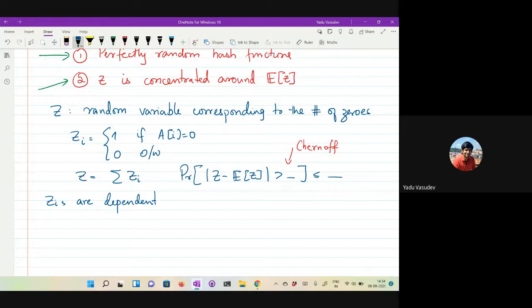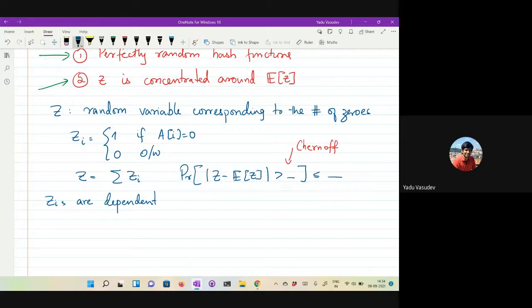Okay? So if a set of random variables has this property, then we say that these random variables are negatively associated. And in this special case, these Zi's are negatively associated. We'll formalize the notion of what negative association is.